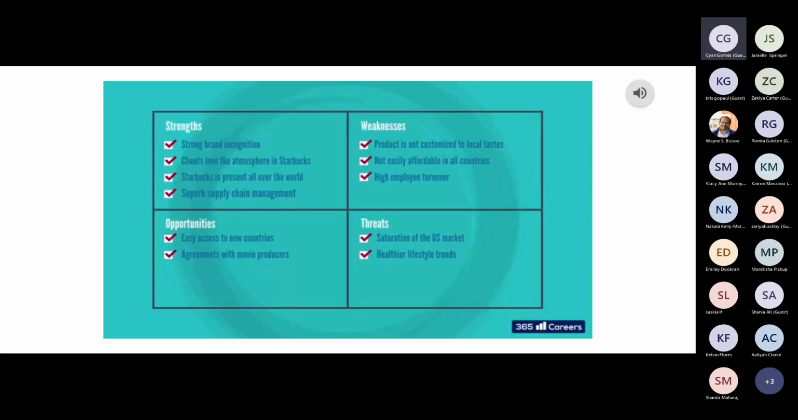SWOT analysis is a great tool that allows us to visualize and concentrate on some of the most important topics when analyzing a company. This will do for now.